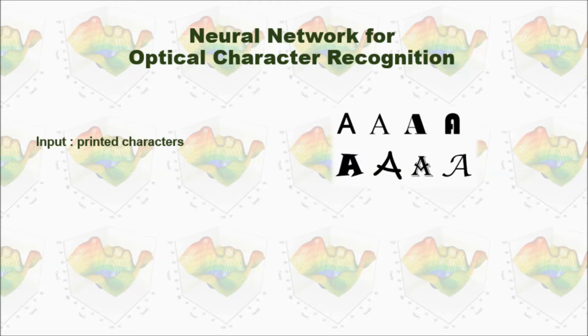In this system, the input is those printed characters. You can see, for a human, we can recognize those characters easily. Although they are in different fonts, we can recognize they all stand for capital A. We want to build our neural network, so through the process of our neural network system, we can get our output, recognize those characters as capital A.